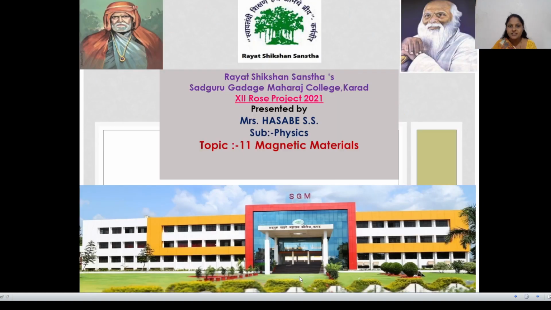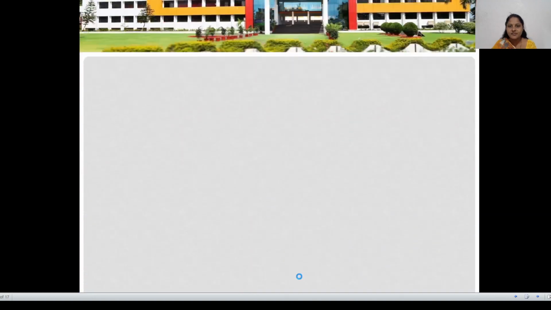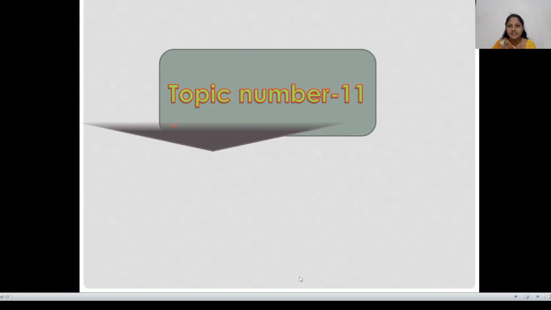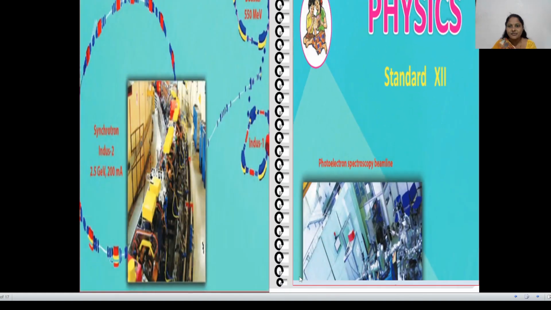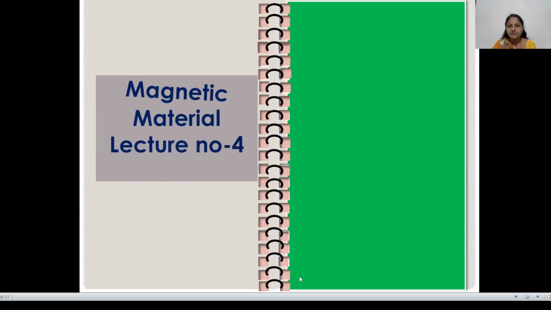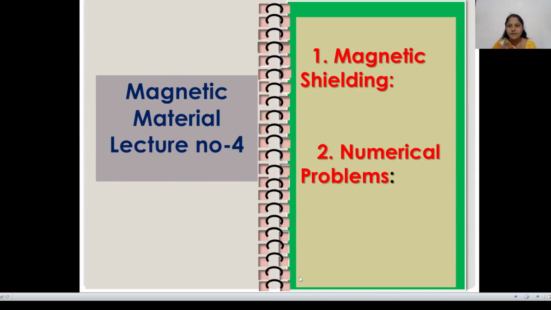My name is Hasbe SS, subject physics, topic number 11, magnetic material. Magnetic material lecture number 4. In this lecture, we discuss the applications of the magnetic material, such as magnetic shielding, and see the formulas of this chapter, and last, discuss the numericals and problems of the magnetic material.